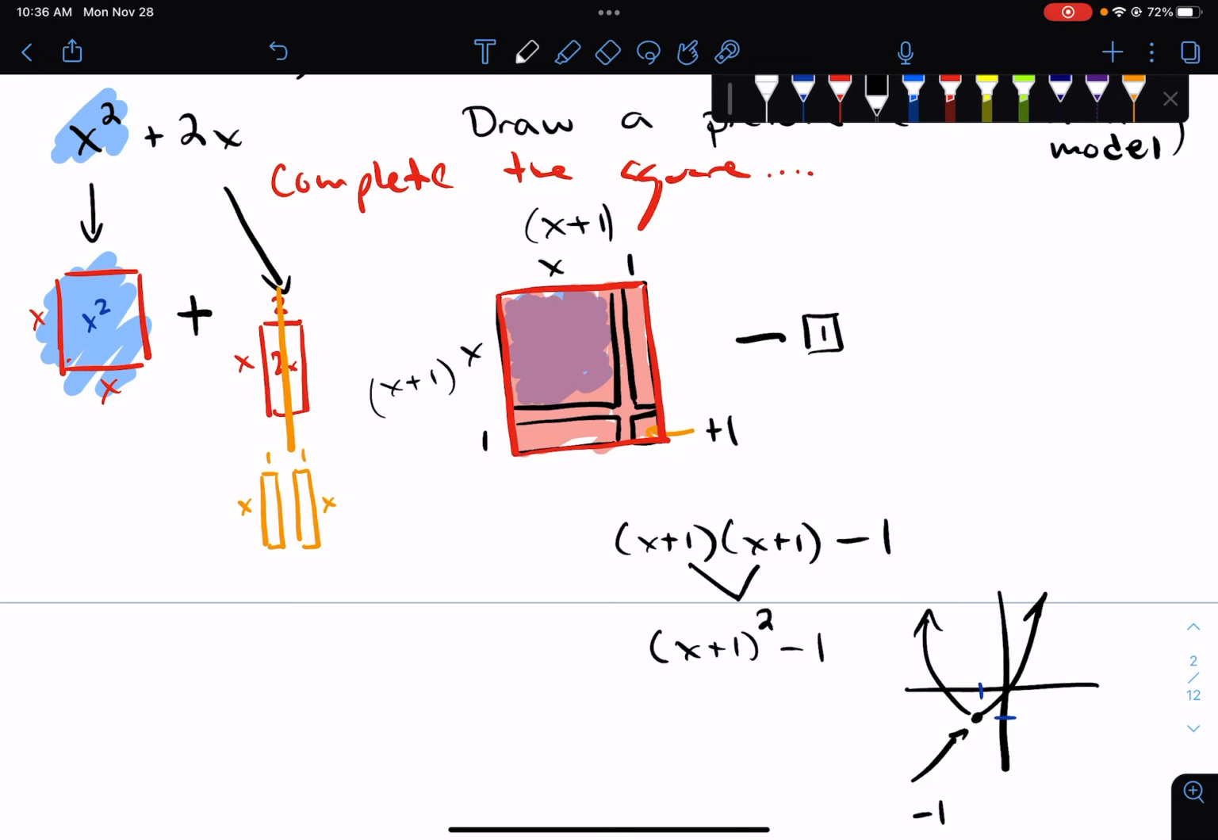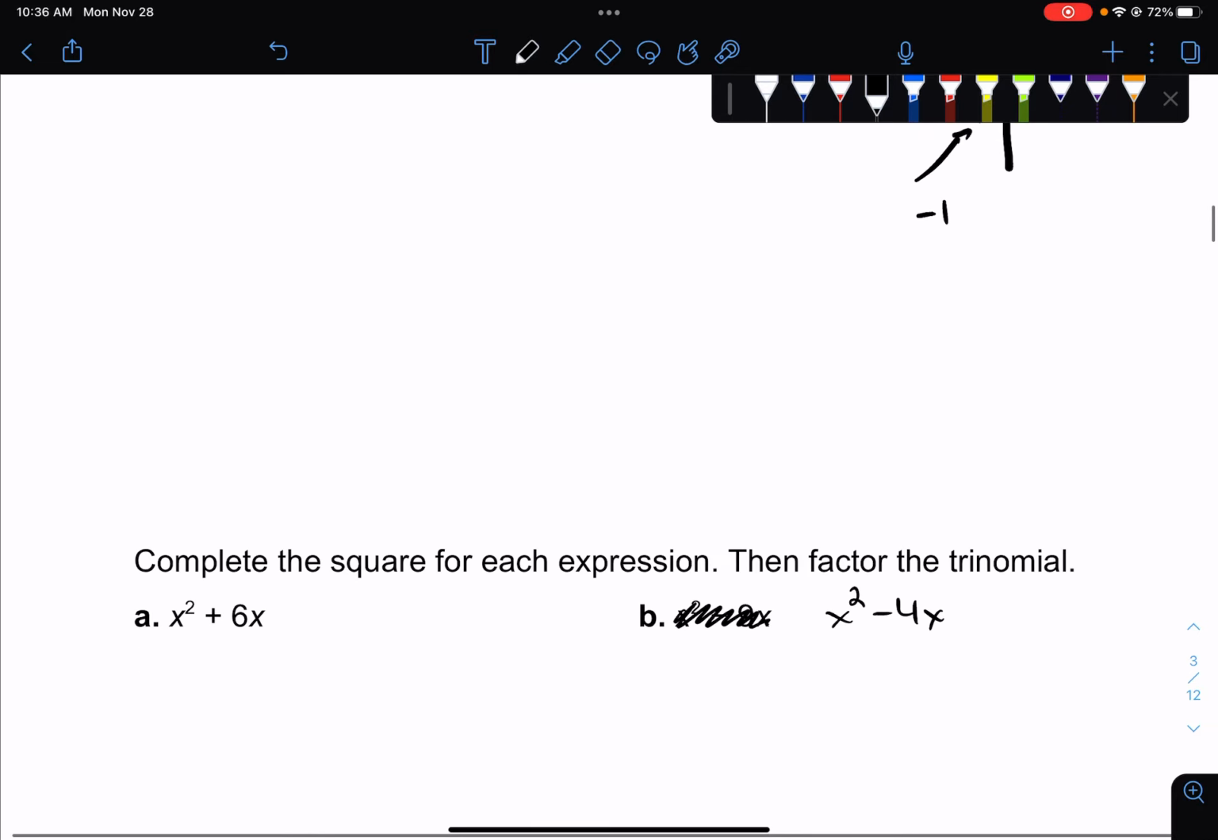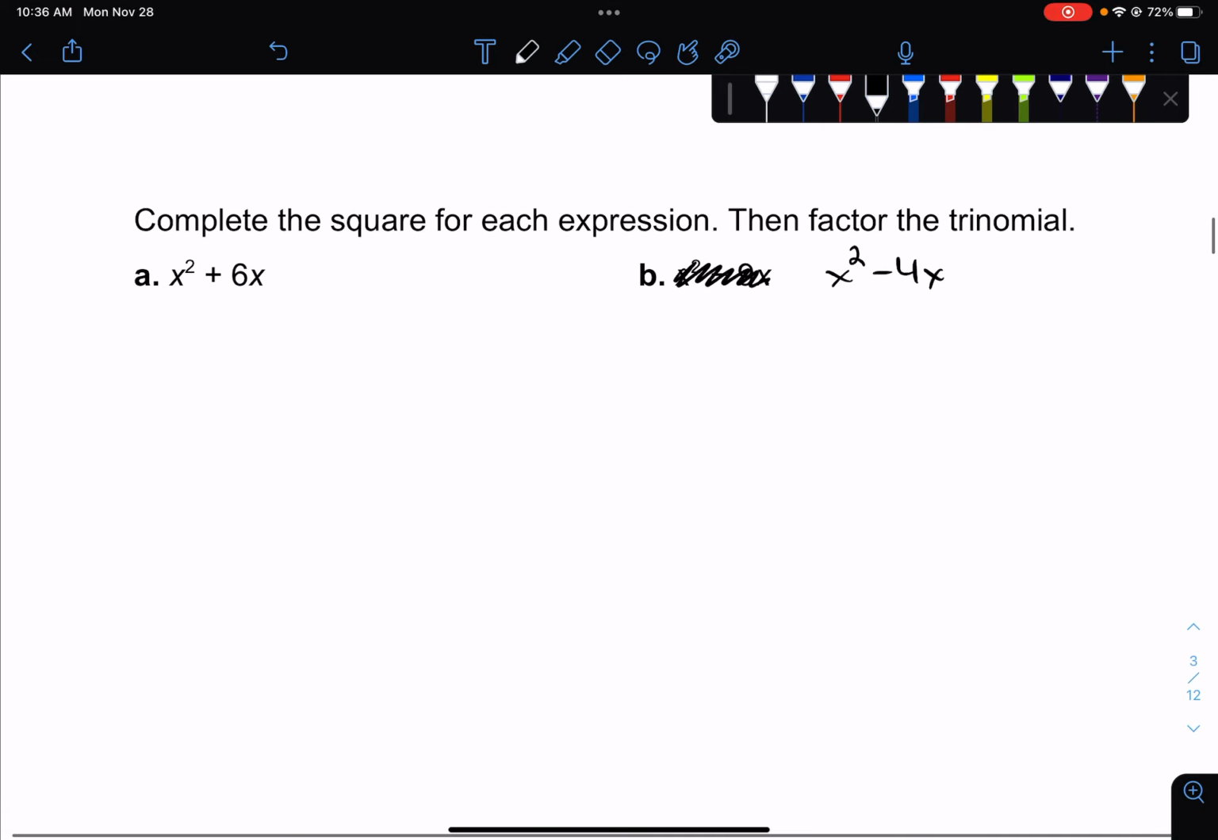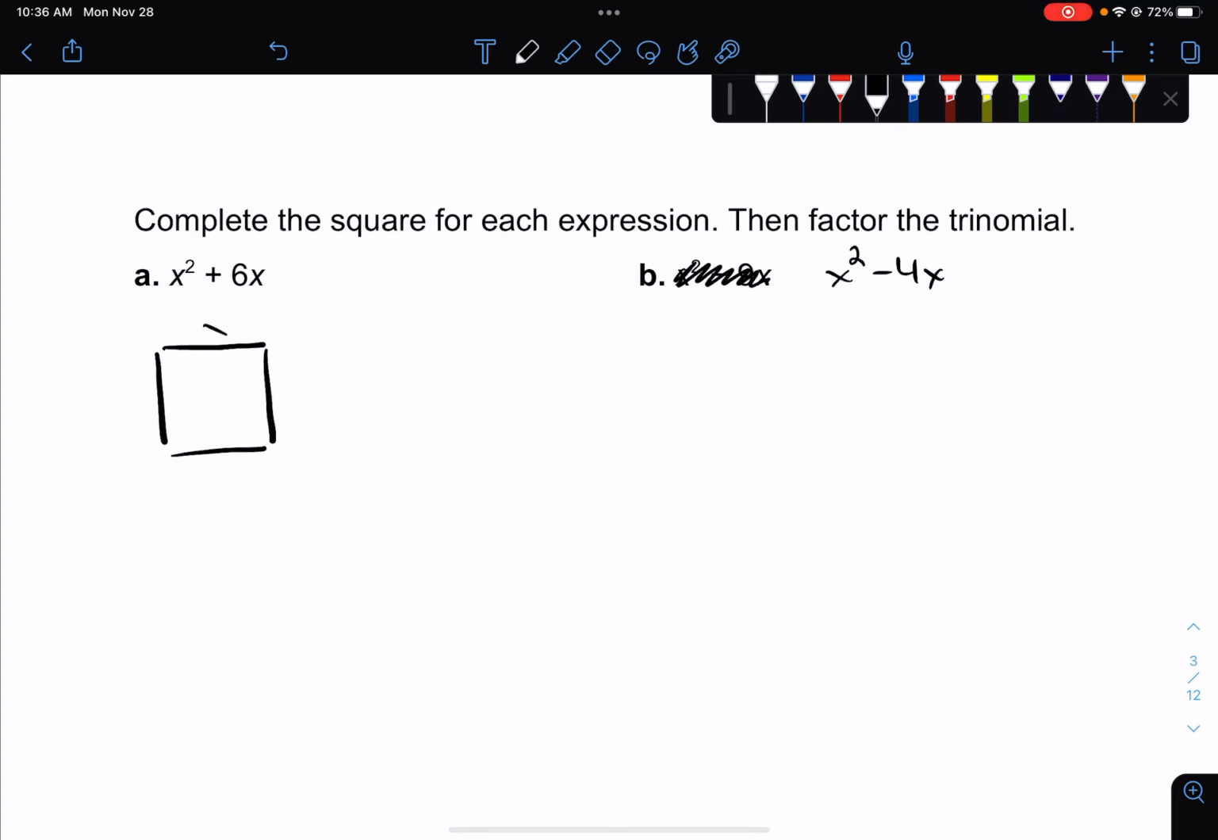Now, I know that was a very abstract, wow, that was a lot of stuff. So let's go through a couple of these without all the fluff, okay? Let's just complete the square. So going through the steps that we went through, I've got x squared plus 6x, and it wants me to complete the square. So I'm going to start with my square, x, right? Now I need to take this 6x and add it to my picture.